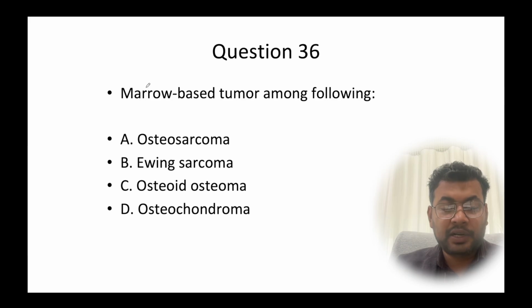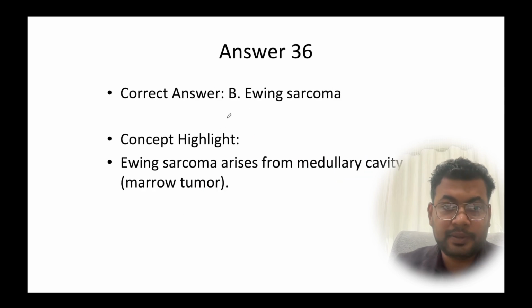Marrow based tumor among the following: osteosarcoma, Ewing sarcoma, osteoid osteoma. So we know that these are arising from the bone. Ewing sarcoma is marrow based because it arises from the marrow cells. So the answer is B, Ewing sarcoma.